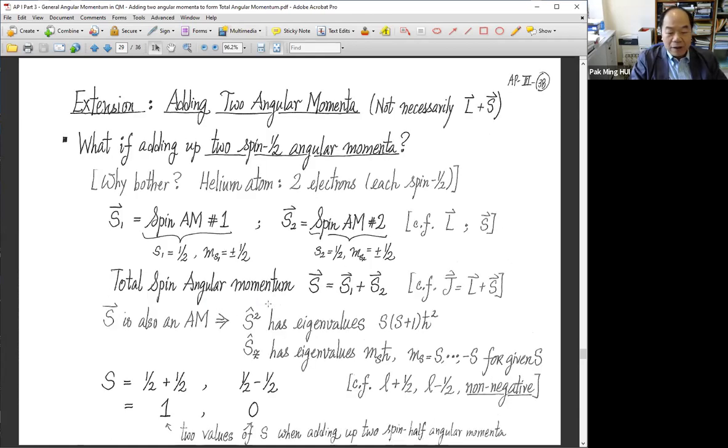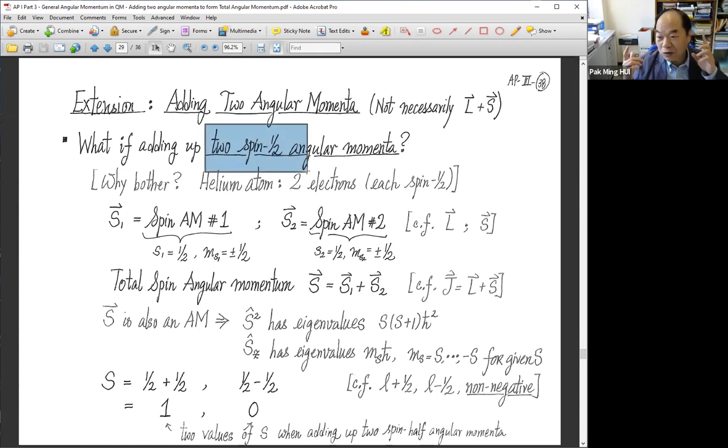And now, I would like to discuss how to add two spins. We can generalize this rule: after all, spin 1 and spin 2 of two electrons are indeed angular momenta, so they follow the same rule. That's the point. So we would like to see how to add two spin-half objects.